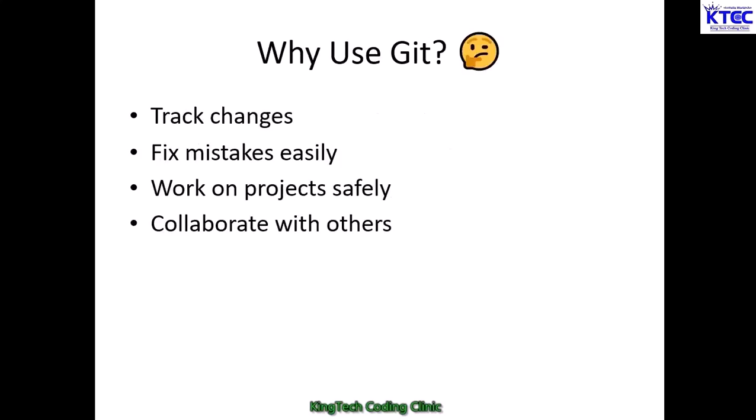So now, why do we use Git? Basically, to track changes, just as I mentioned, and to fix mistakes easily. You can easily fix mistakes once you have both versions available, and you'll be able to have mistakes fixed without any issues, and you'll be able to work on projects safely. If you want to work on projects safely without any issue, Git is your friend.